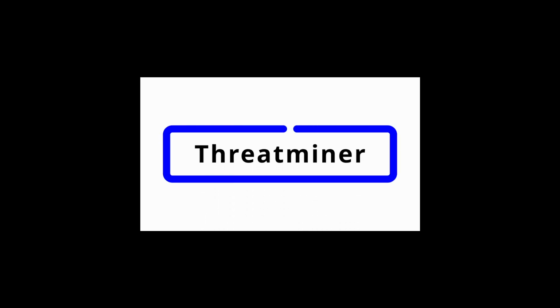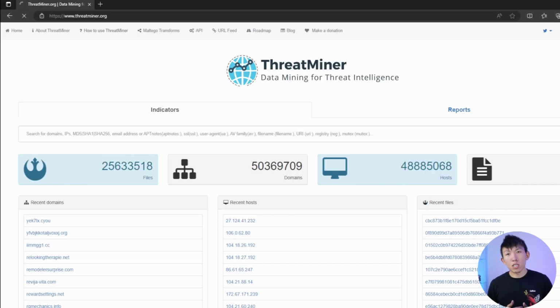Number 2, ThreatMiner. ThreatMiner is another great tool for threat intelligence. Similar to the threat intel sites, it provides information on your usual IOCs such as IPs, domains, and hashes, and it is a great place to validate or find additional information.